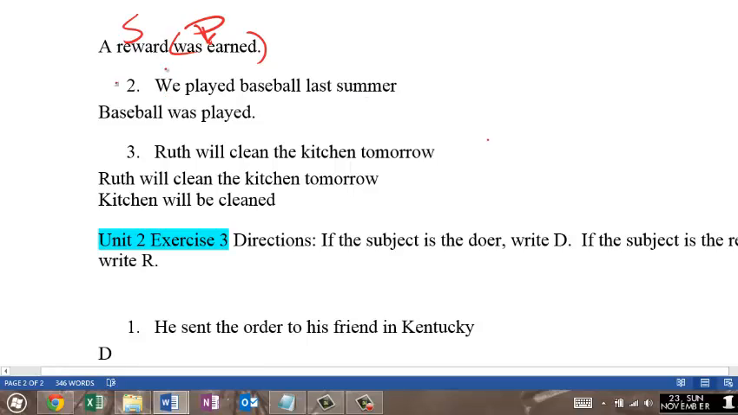We played baseball last summer. We is the subject, played is the predicate, baseball answers what? That's our complement. They are performing an act, that of playing baseball. So to make it passive, we move baseball to the subject position. Baseball was played.